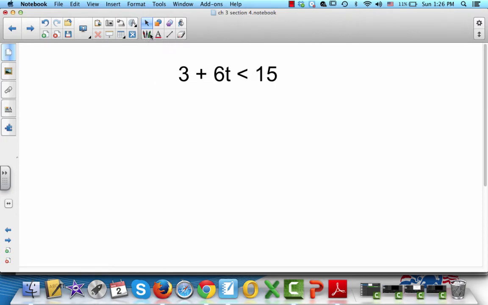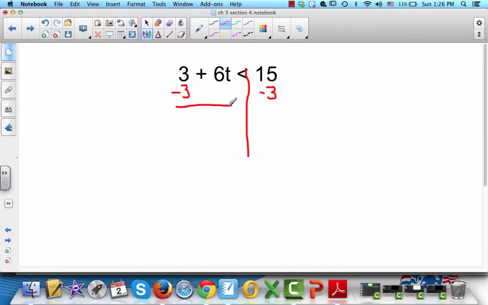We've got 3 plus 6t is less than 15. So what we'll start out with is drawing our line down the middle here. We want to get rid of the 3, so we do minus 3 on both sides. Draw our line indicating a new step. Cross these out, and you're left with 6t is less than 12. We're multiplying by 6, so the opposite is divide by 6. And we're left with t is less than 2.